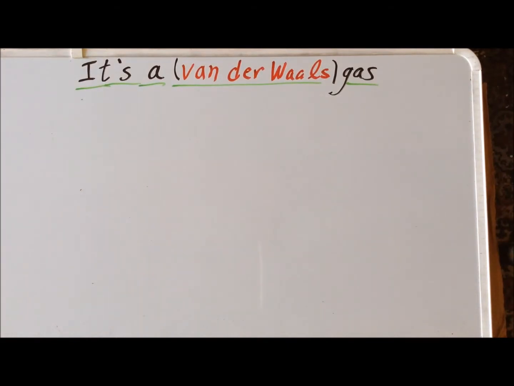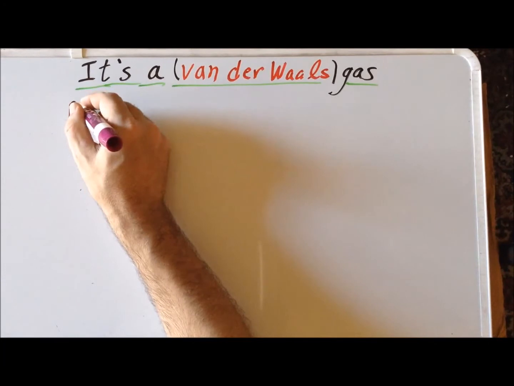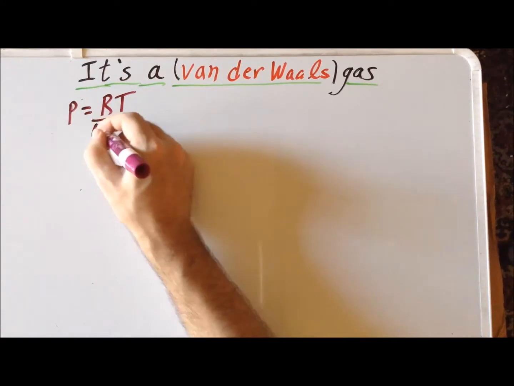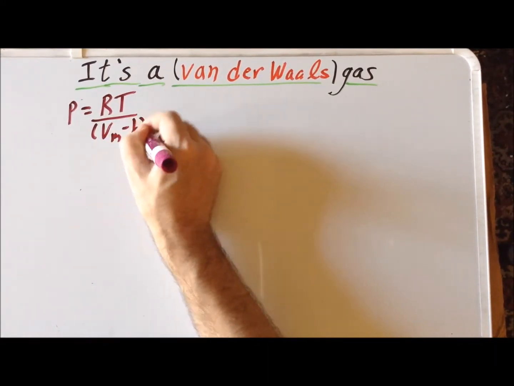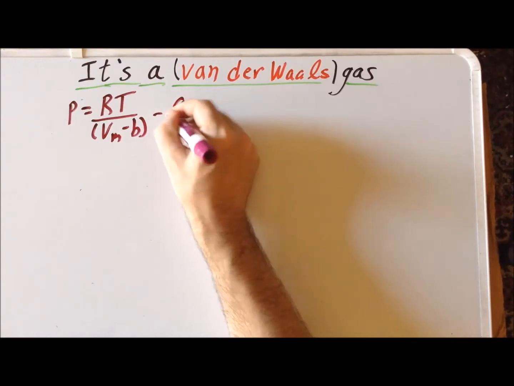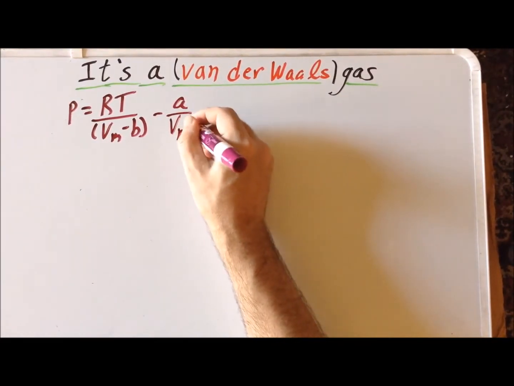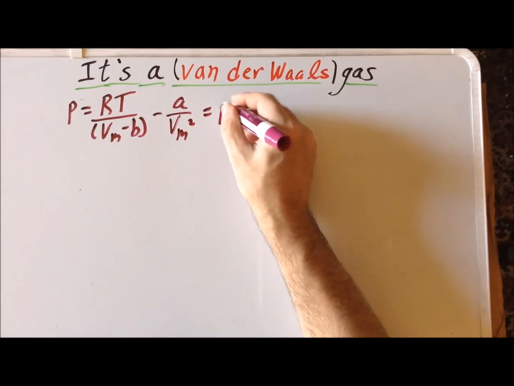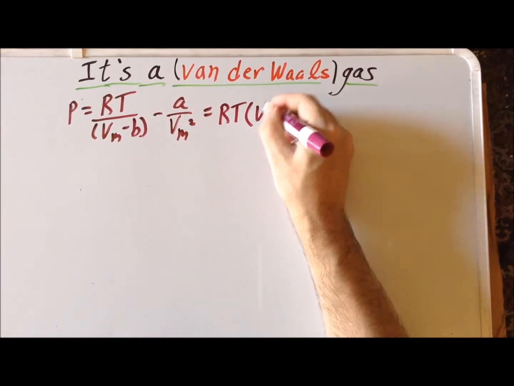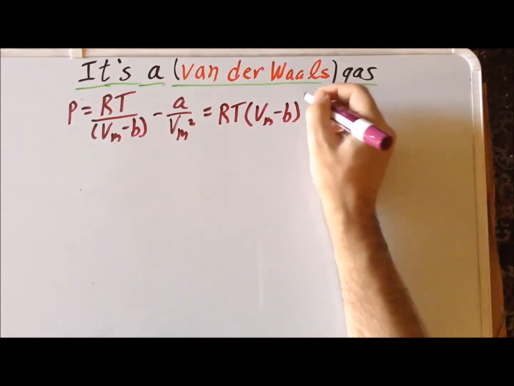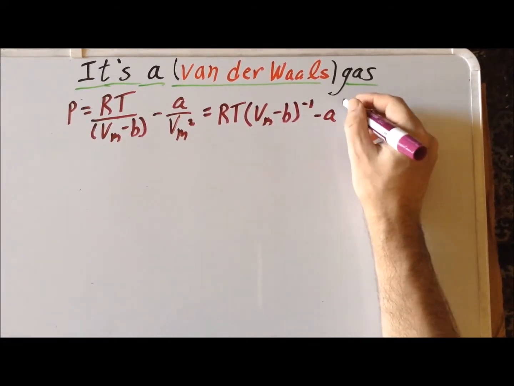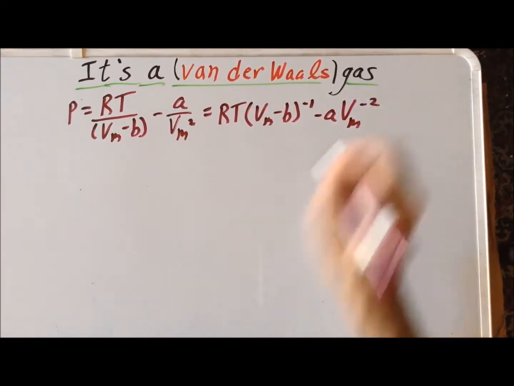The van der Waals equation of state can be written as the pressure equals RT divided by the molar volume minus the constant b, minus a divided by the molar volume squared. And I'm going to rewrite this slightly just to make differentiation more straightforward. So we can write this as RT times the quantity molar volume minus b, to the minus 1 power, just writing this as an exponent, minus a times the molar volume to the minus 2.